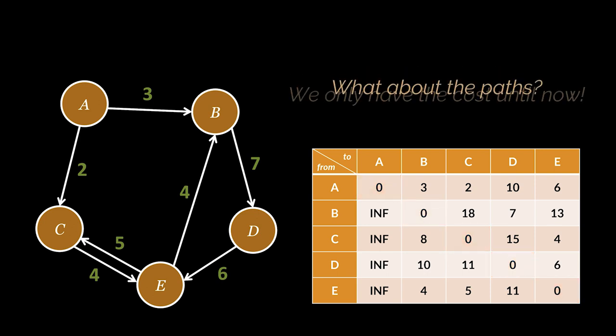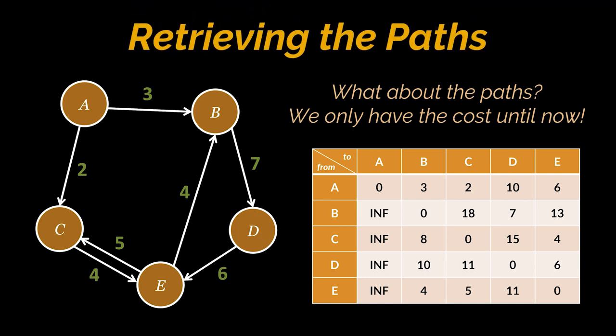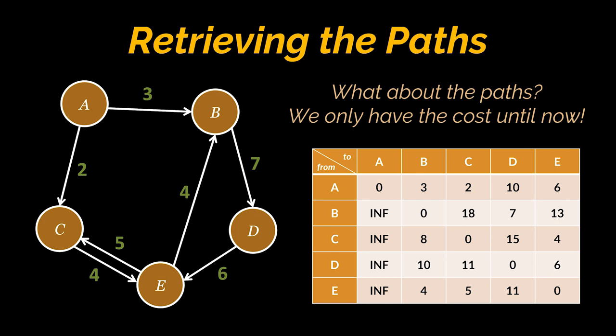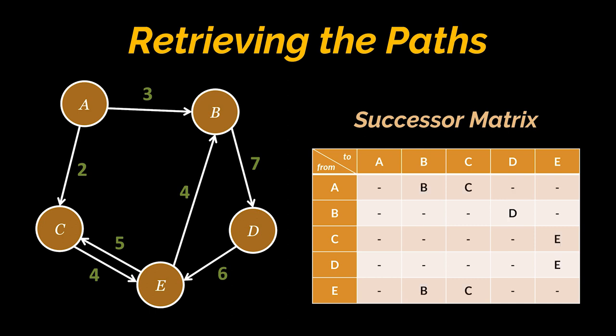Now, the matrix we got at the end after applying the Floyd-Warshall algorithm calculates only the cost of the shortest paths between two nodes, but not the paths themselves. So how do we retrieve the paths corresponding to each cost? To do that, the algorithm should be extended with a second matrix, usually called the successor matrix. In this matrix, we initially enter for each node pair the respective end node, meaning the source and destination nodes linked by the initial edges of the graph.